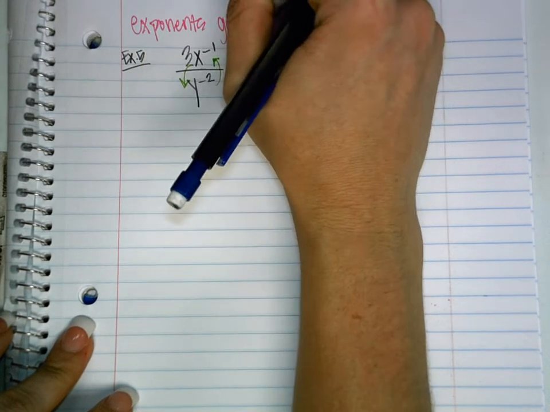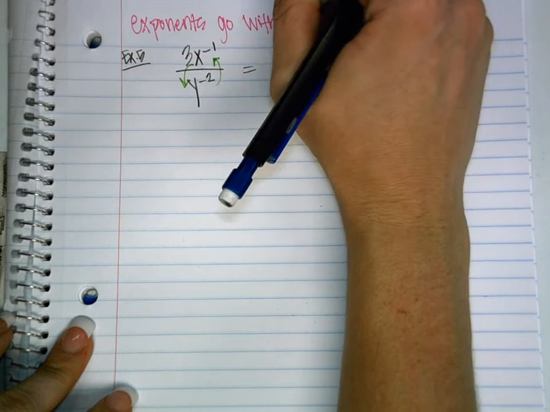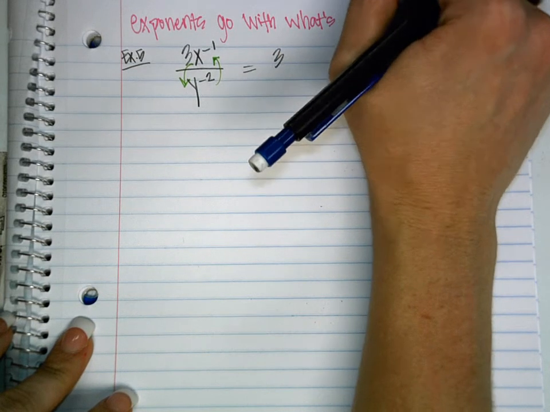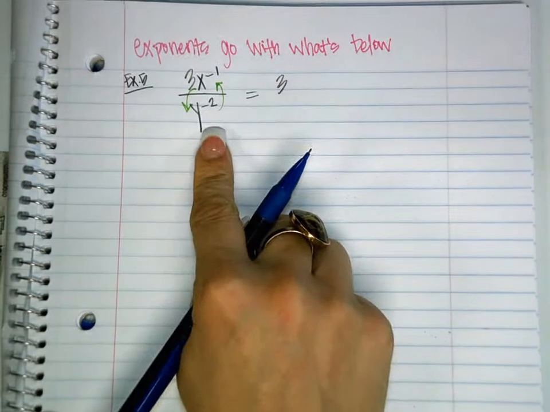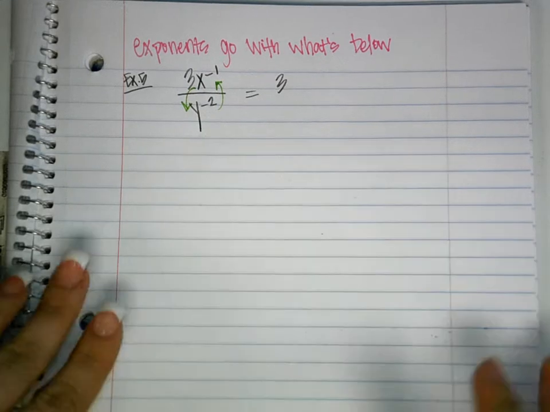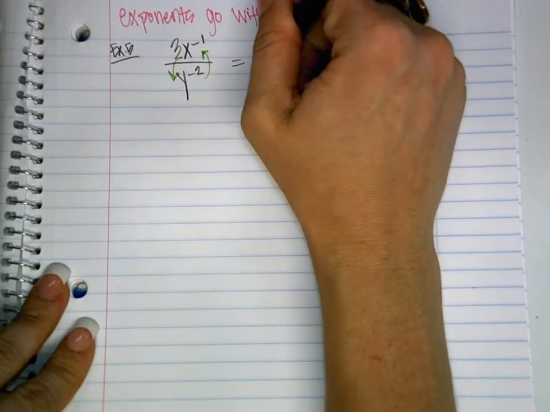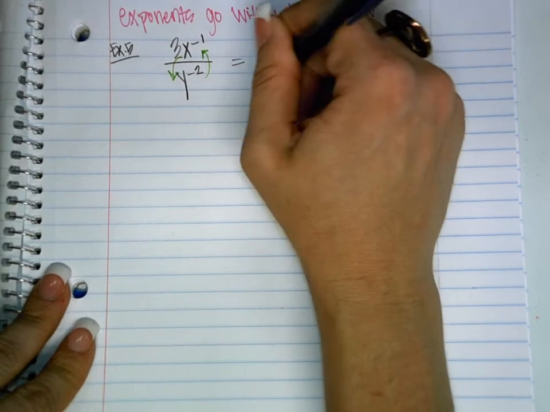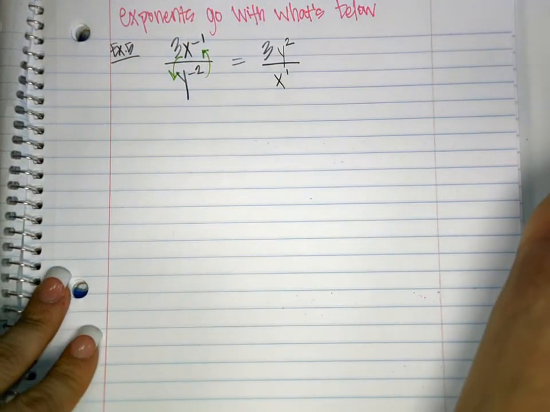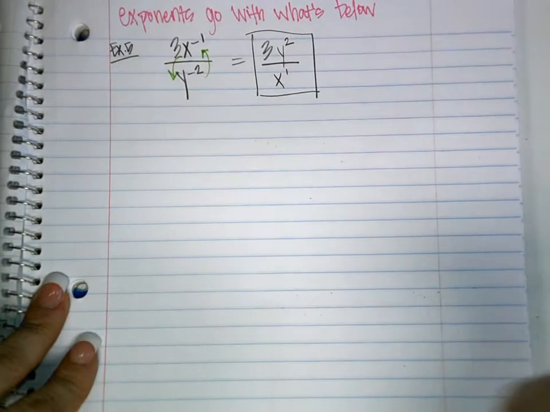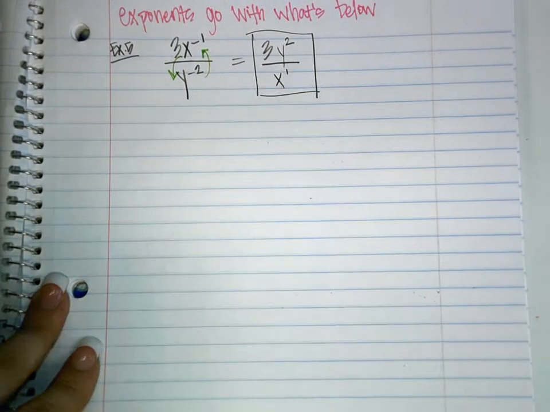Exponents go with what's below. So in this case, what's below that negative exponent is just the x, not the 3. So the 3 stays there. Now, these are basically going to switch places. So you're going to have y to the second on the top over x to the first. Now, if you write just x or x to the first, it doesn't really matter. It's the same answer. Okay, but you do not have to write that exponent of 1 there.